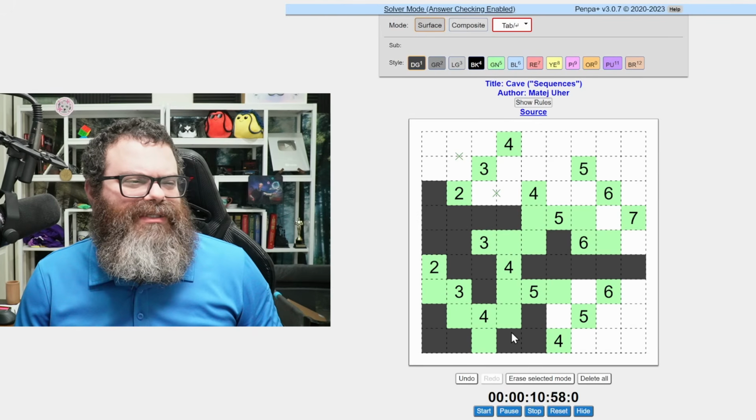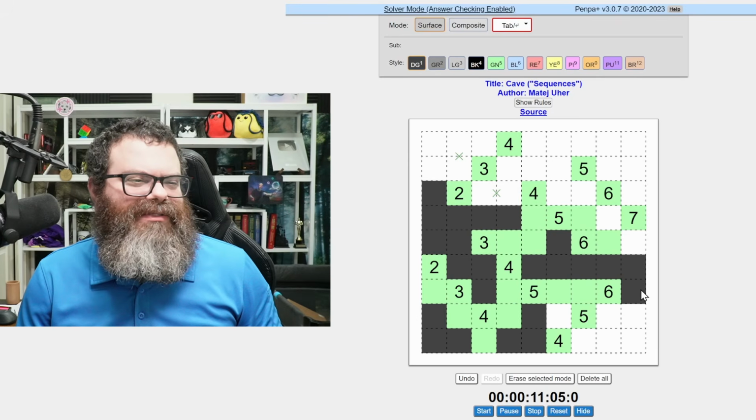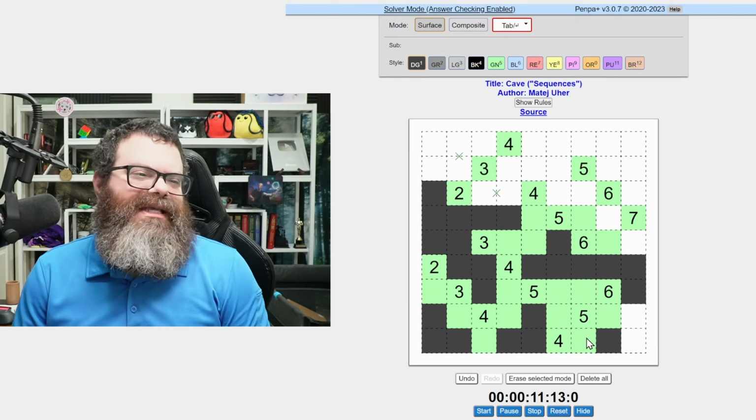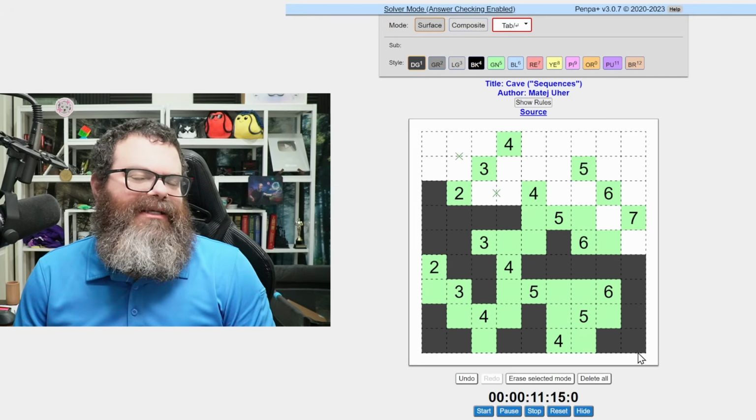Now this 4 finishes. And now this 5 can't go up or down, so it's going to finish just by going like that, and that's a wall. Now the 6 is going to finish like this. And then that's a wall. And now the 4 does that. I think I miscounted the 4 maybe. That's all I did. Okay.